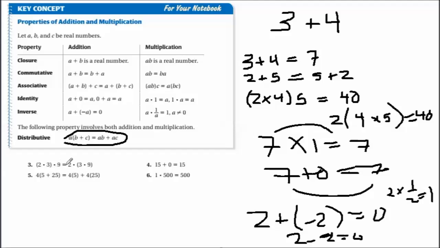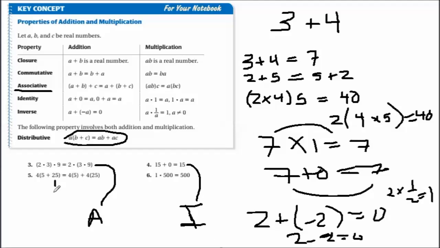So 2 times 3 times 9 equals 2 times 3 times 9, but the grouping symbols are different, so it's just associative. And that's just because different numbers are associating with each other. That's why it's associative. Okay, 15 plus 0 equals 15. 15 keeps its identity. It doesn't change. That's why it's the identity property.